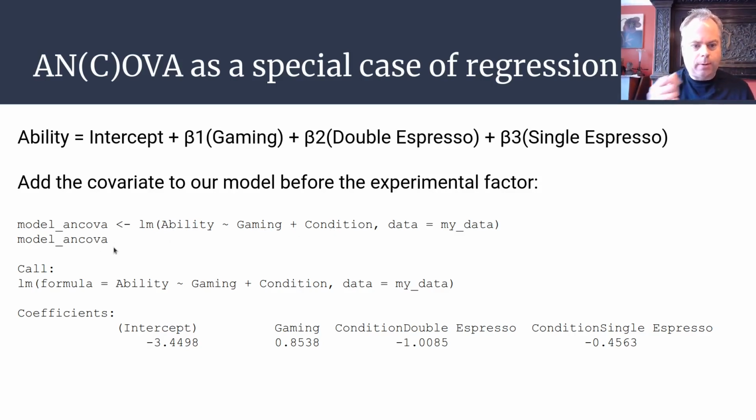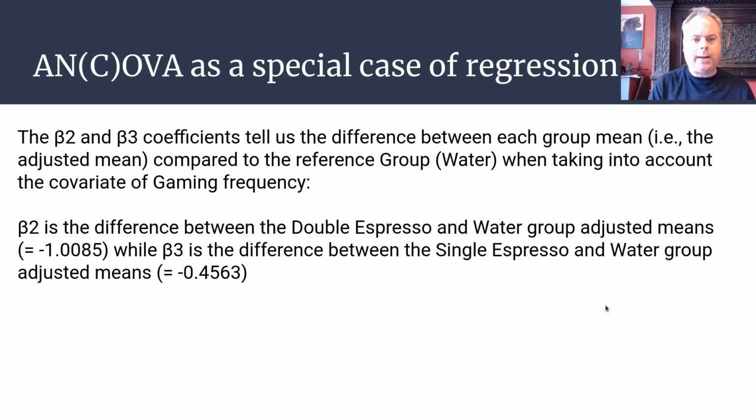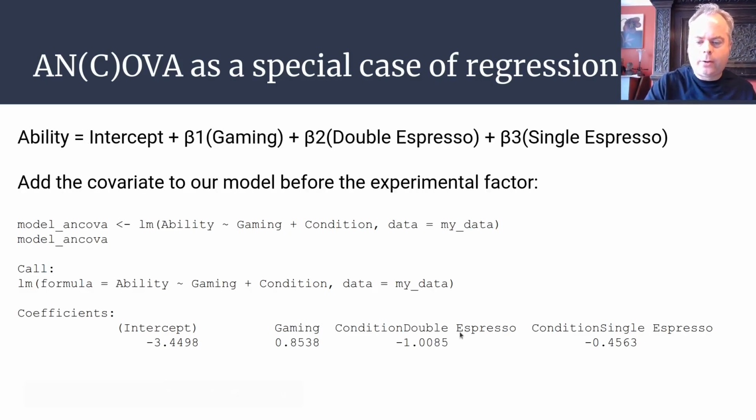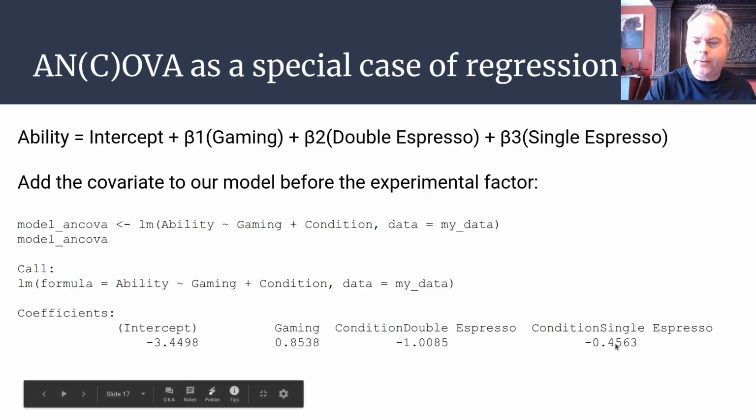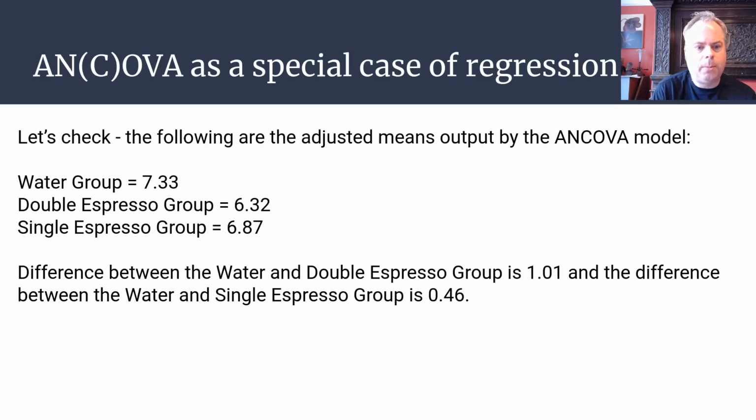And if we ask for the output of this model, we get the intercept, and then we get the three coefficients down here. So this coefficient here, this is the beta 2 coefficient, this is the beta 3 coefficient. The beta 2 and beta 3 coefficients tell us about the difference between each group mean compared to the reference group, i.e. the intercept, while taking into account the effect of our covariate. Beta 2 is the difference between the double espresso and water group adjusted means, while beta 3 is the difference between the single espresso and water group adjusted means.